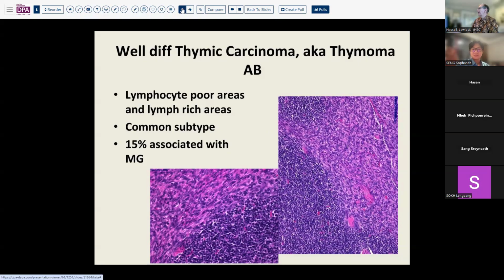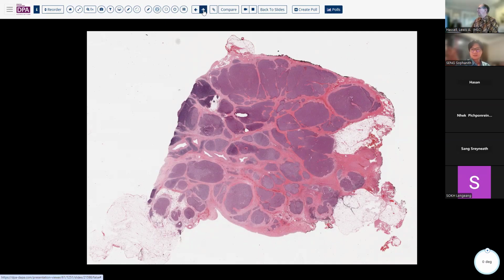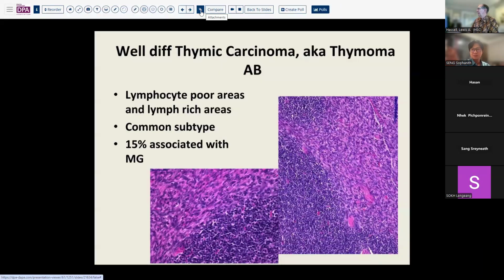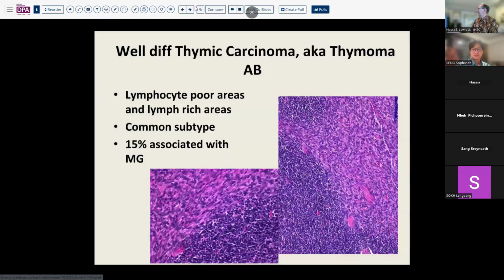So this previous case, I think, has enough of the lymphocyte-rich areas like here. So maybe this is 4 or 5% of the tumor, as opposed to the 90% of lymphocyte-poor areas. It could still be called Thymoma AB and be correct.